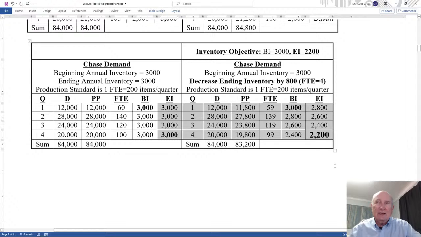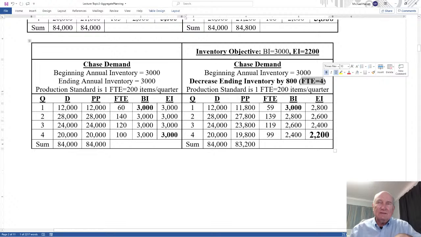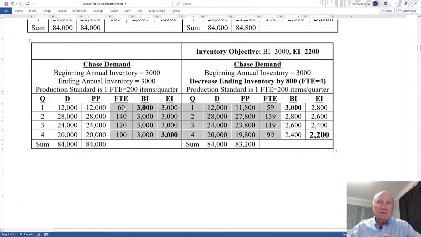Then 600, then 800. That's probably the most direct way. Another way, which is even better sometimes, is to take the 4 quarterly FTEs and spread the subtraction evenly throughout the year, subtracting 1 FTE every quarter. So subtracting 1 FTE, instead of 60 it is 59, 140 becomes 139, 120 becomes 119. So I subtract 1 every quarter, then multiply this by my production rate to get my annual production, and then I have my inventory.